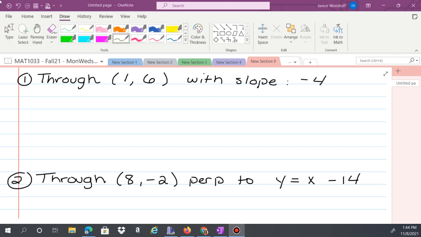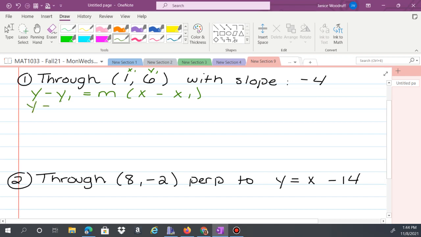All right, let's check and see how we're doing. So for both of these, we're going to use point slope. For this first one here, we'll go ahead and write it out. We have y minus y1 equals m times x minus x1. Okay, so our x1 is going to be this 1 here, and our y1 is going to be 6. Slope is -4. So when I plug this in, I'm going to get y minus 6 equals -4 times x minus 1. So that's in point slope form if I did need to write it out that way.